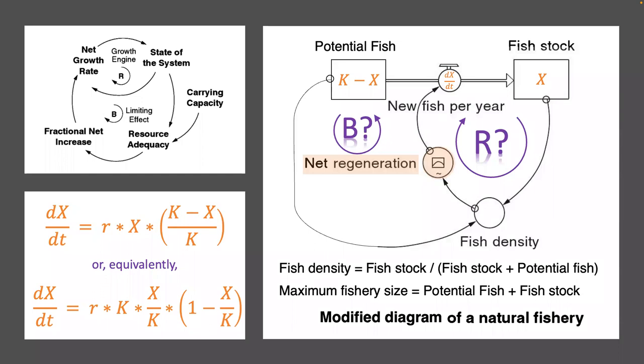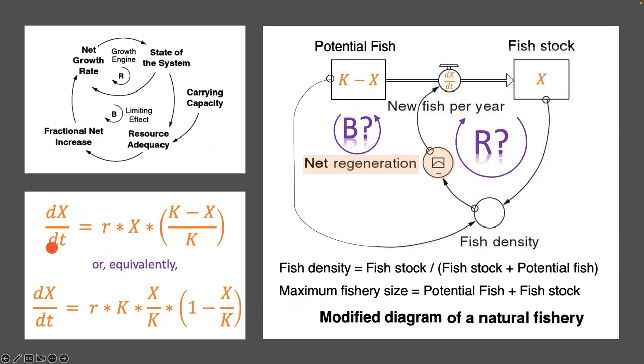What I like about writing it this way is it gives me a hint that this is a reinforcing loop, because I can see that X seems to be having a positive influence on this. And this looks like it might be a balancing loop, because I'll end up seeing that K minus X will end up having a negative influence here because of this outflow. We'll see how that works in just a second. So this is our logistic growth formula. Any questions about this before I move on and restructure this?